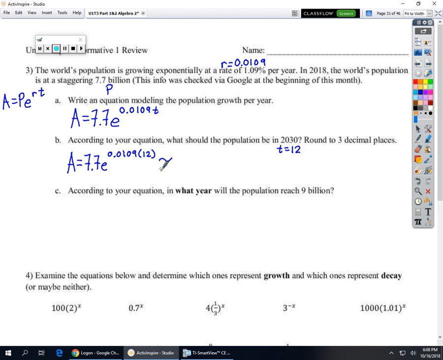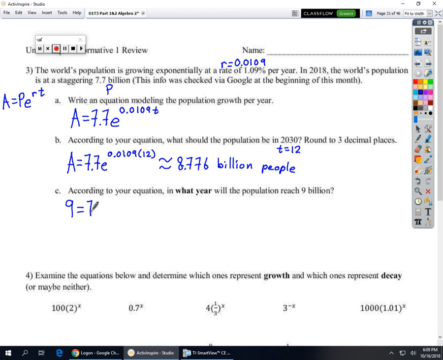So that is approximately 8.776 billion people. The last question again, just like on the other page. According to your question, in what year will the population reach 9 billion? Well, the whole unit is in terms of billion people, so I'm going to set my A equal to 9. So I want to know, at what time is it going to be equal to 9? Because I know in 12 years, it's 8.7, so it's definitely more than 12 years because this is growing.